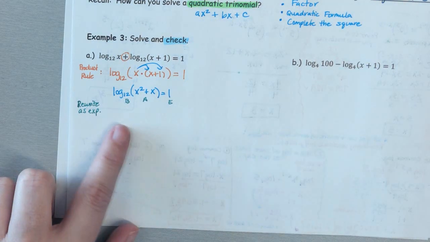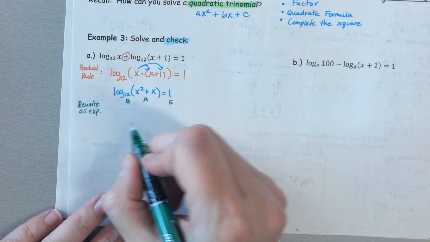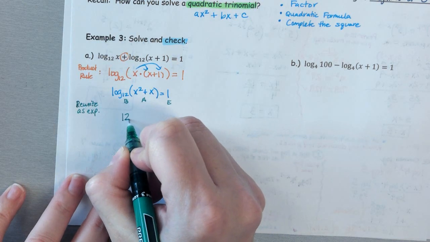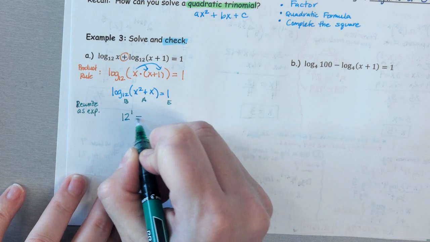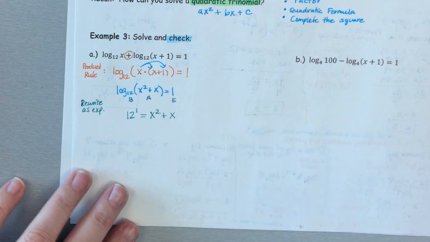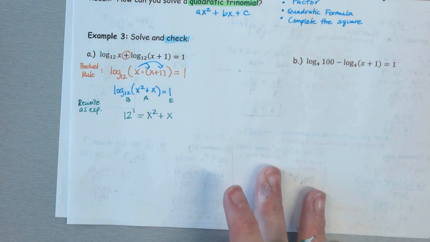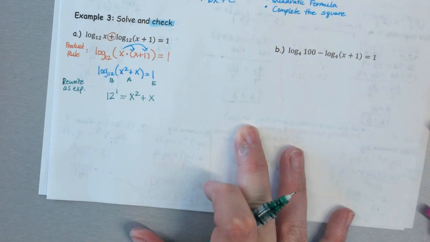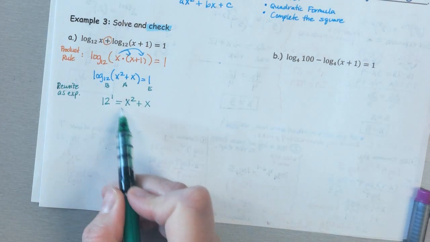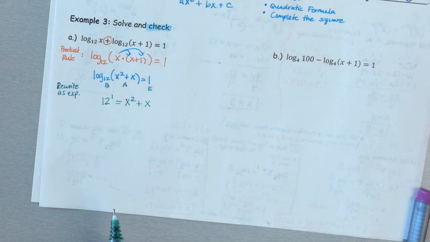Gwen, will you tell me what that equation would be, the exponential one? 12 to the power of 1 equals x to the power of 2 plus x. Great. 12 to the first power equals x squared plus x. Nice. Now 12 to the power of 1 we know is going to be 12. And see how we have x squared and x? You guys know what that means we have to do?